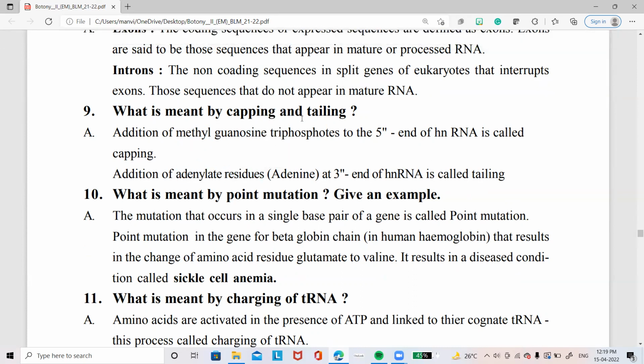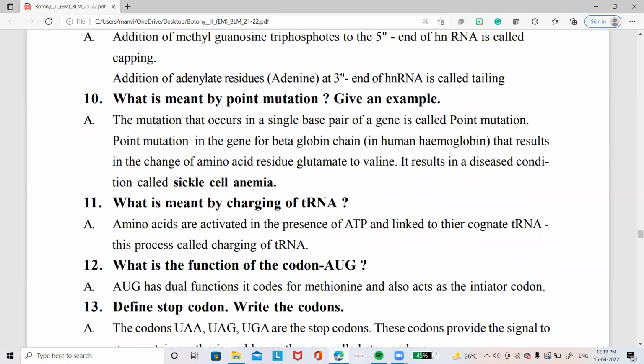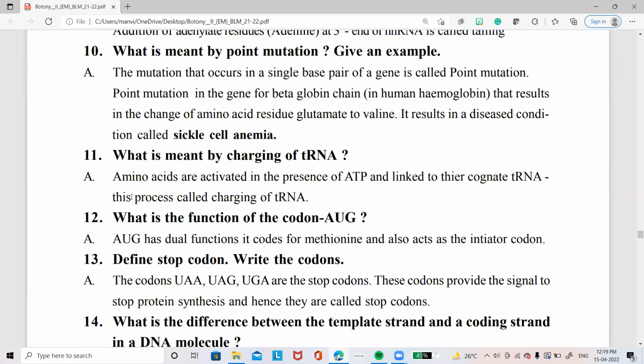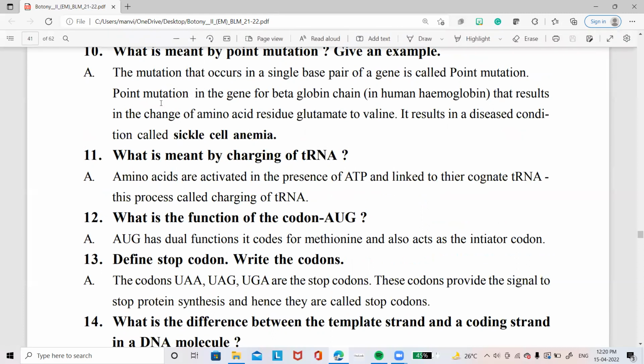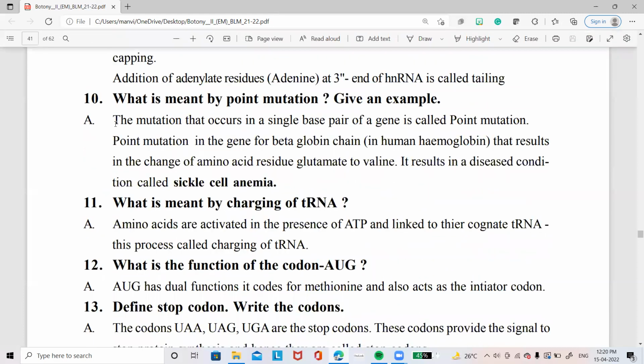So what is meant by capping and tailing? It is done in eukaryotes. Addition of methyl guanosine triphosphate at the 5' end is called 5' capping. Addition of adenylate residues at the 3' end of heterogeneous nuclear RNA is called tailing. Question number 10. What is meant by point mutation? Give an example.